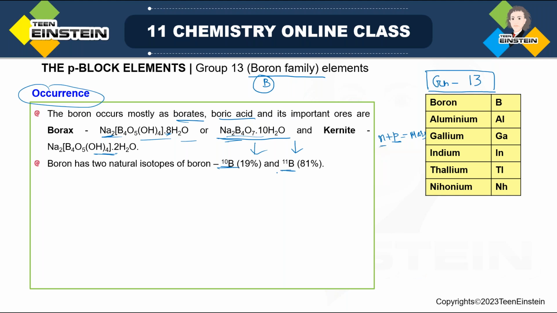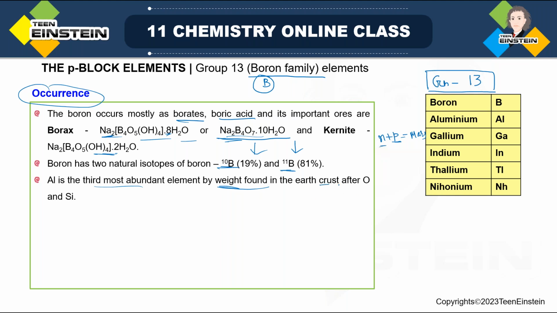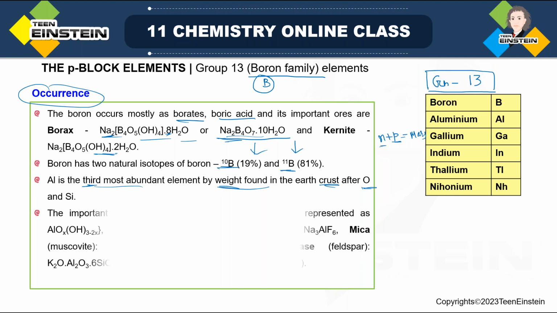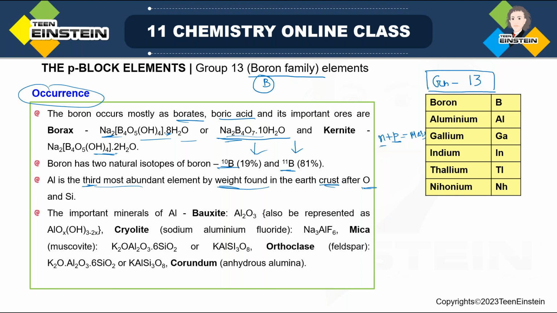So most abundant, that is actually the 11B. The next element is aluminium. Now this is the third most abundant element with respect to weight found in earth crust, just after oxygen and silicon. Because it is third, before it there are oxygen and silicon. Now for aluminium, there are different types of minerals present.